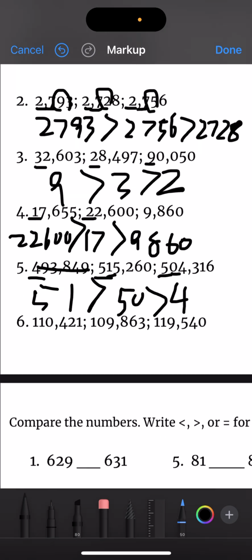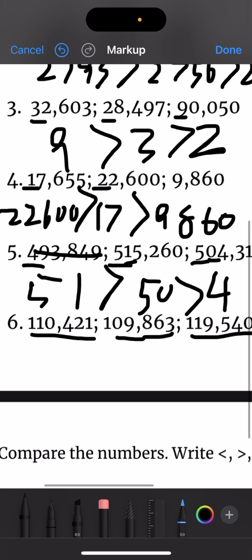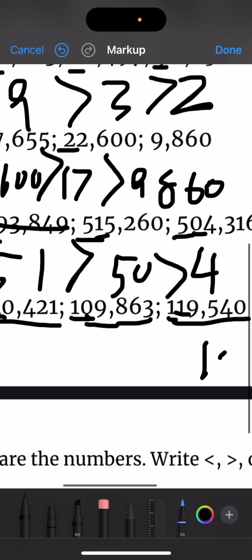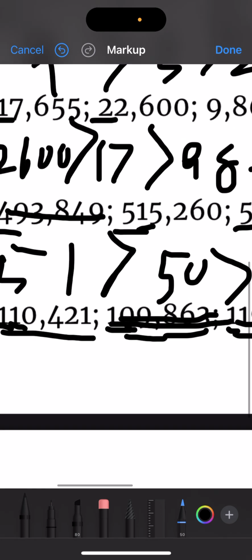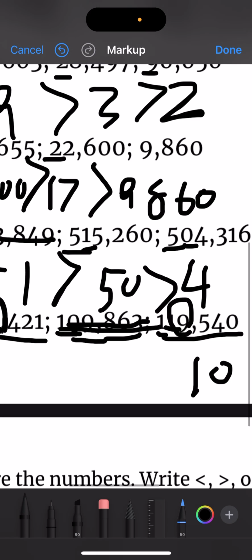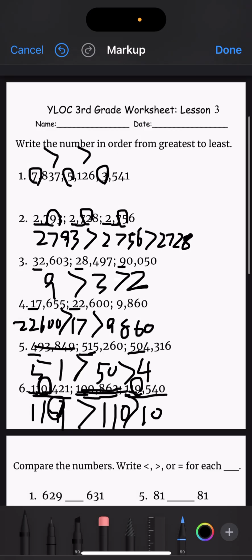Last one. This is 111,000, 109,000, 119,000. So let's look at it. The 100 is the same: 100, 100, 100. This one's 0 and this one's 10, so we know that the 10 is going over here. So let's cross this one out. And we have a 0 on this side and we have a 9 on this side. So we know that the 119 is greater than 110. Okay, let's move on.